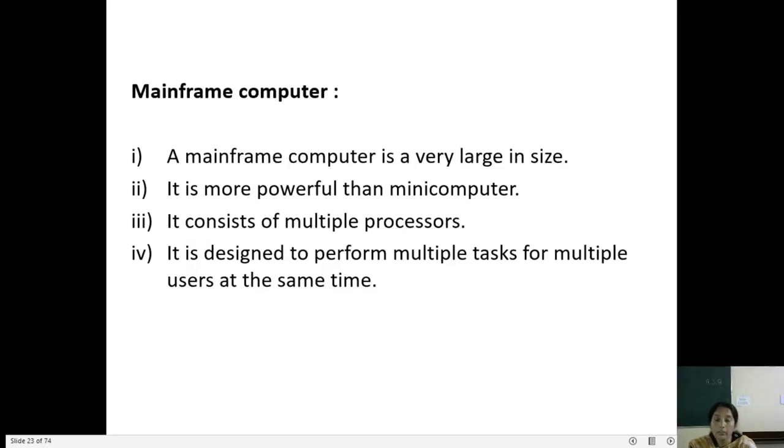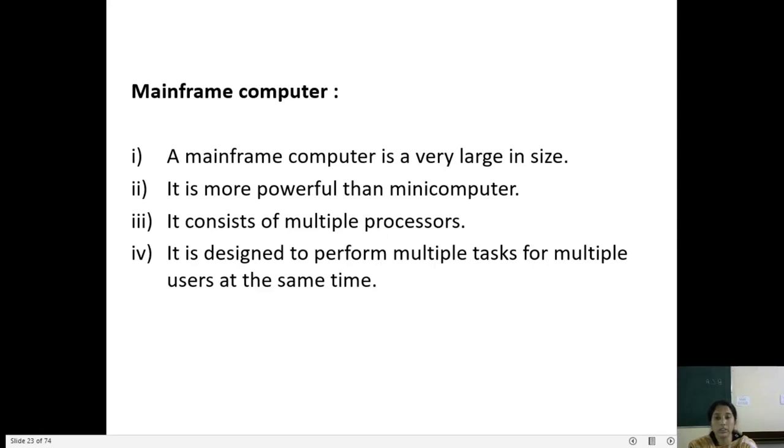And when you come to the mainframe computer, these are very large in size compared to micro and mini, and they are more powerful with very fast processors. They are mainly used in weather forecasting as well as banking, database management, certain hospitalization, and research centers, and they consist of multiple processors. So you can observe the difference. In our desktop and personal computers, we are using only one processor. When you come from micro to mini, it increases the size of the processor.